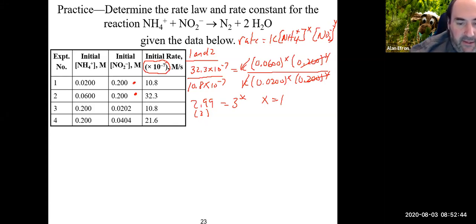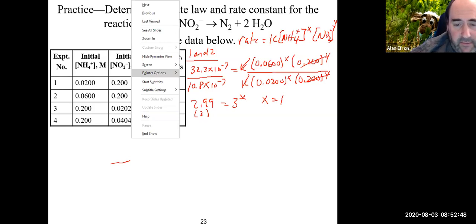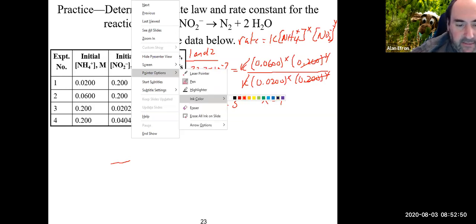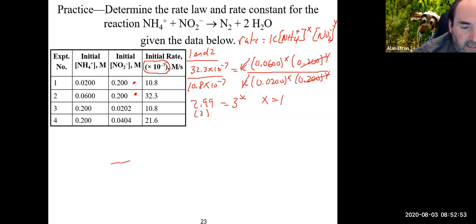So now that we got that order, we then want to go back to our table and choose 2 more entries. And again, at this point, we want to keep the NH4 plus constant. It looks like our only choice on that is going to be number 3 and number 4, where those guys stay the same. The other one varies. So we'll look at 3 and 4 here. And again, I'm going to put number 4 up on top because it has the larger number.